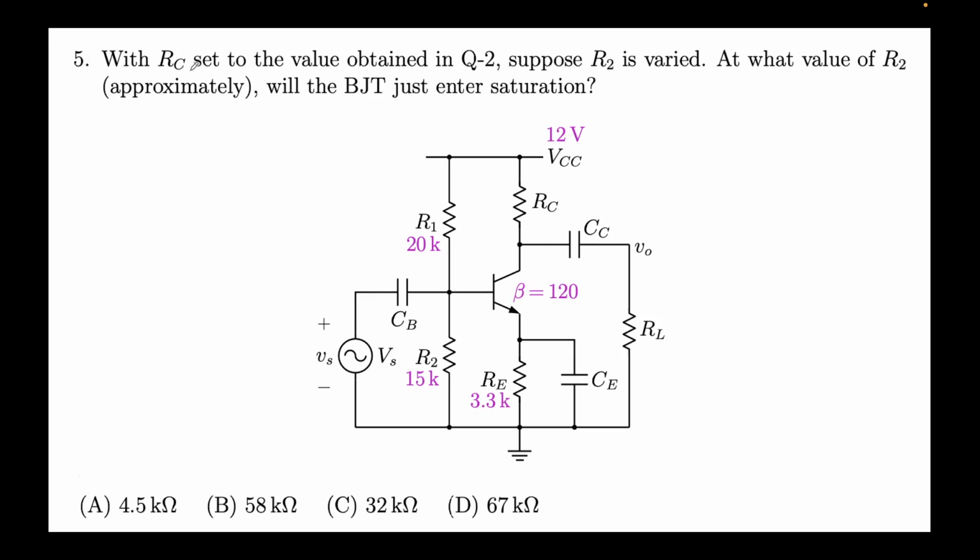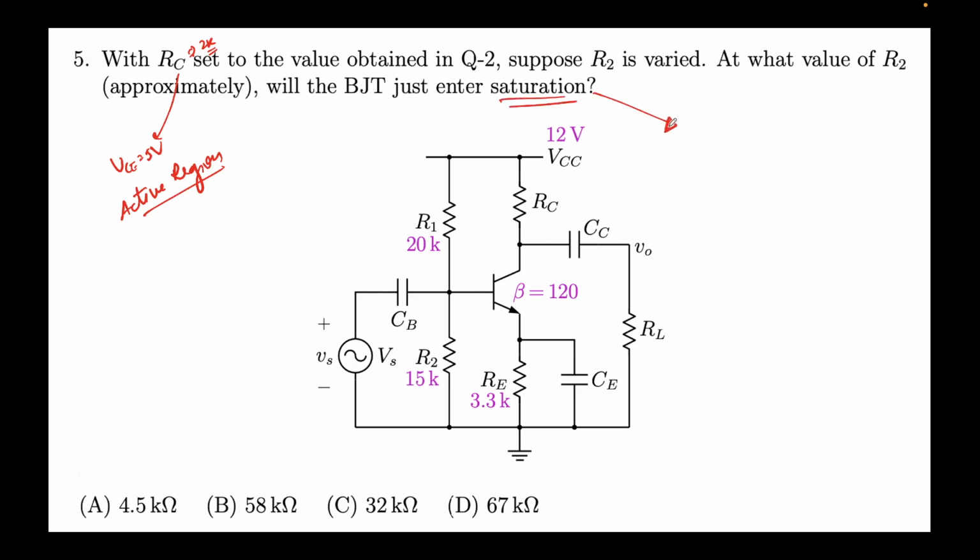So the question says that with RC set to the value obtained in Q2, now suppose R2 is varied. So we fixed the RC and now we are varying the R2. At what value of R2 will the BJT just enter saturation? Okay, so that's the problem. This means RC is fixed, if you remember it was 2K, and corresponding to this VCE was 5 volts and we are operating in the active region, right? Now the problem asks that if we change the value of R2, its mode might change, so it may go from active to cut off or from active to saturation. In this case it's asking when it enters saturation.